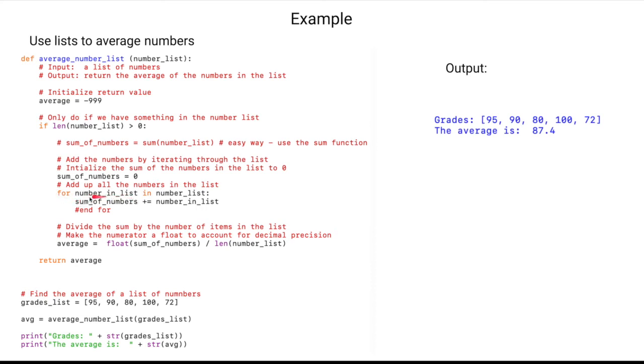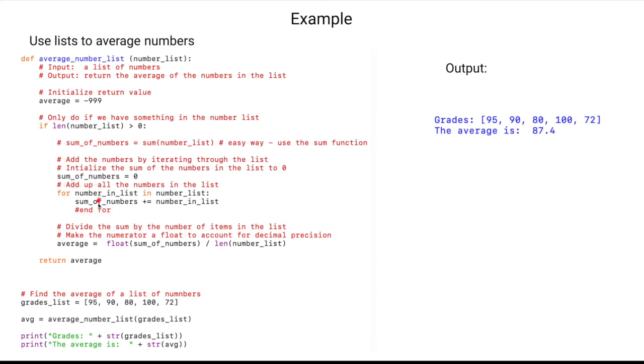So I have a variable number in list, and it gets reset each time through the loop, and it gets set with a new list item each time. So the first time through, it's going to have the first item in the list. So sum of numbers, which starts at 0, plus equals. So add to sum of numbers that first number in the list.